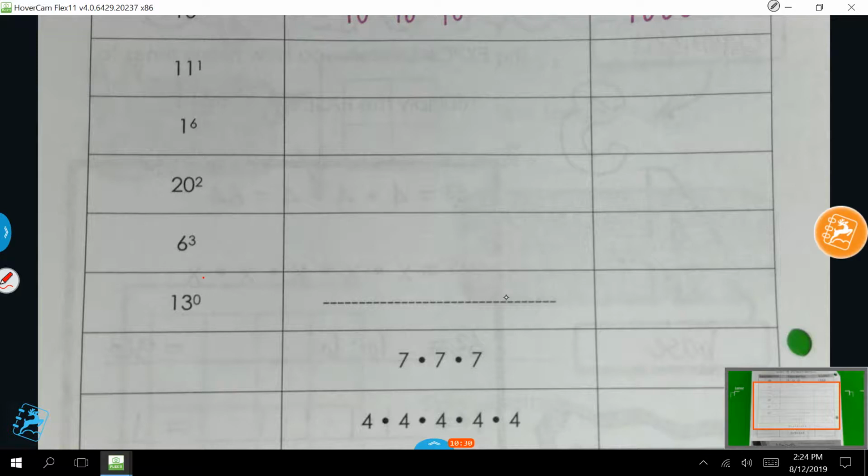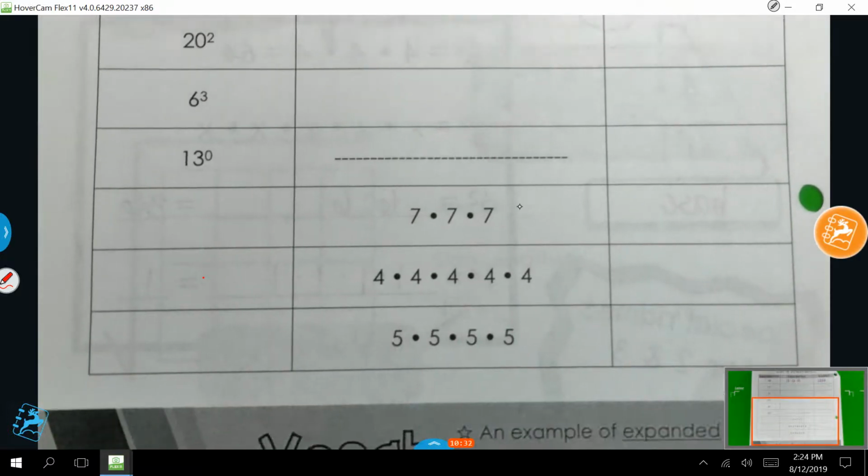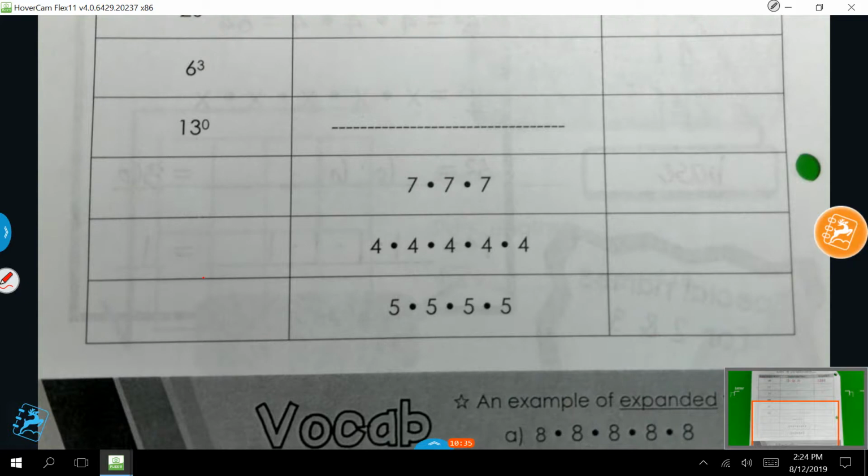Okay, so the next one, I'm doing the same. I'm going from expanded into exponential. So what's my base going to be? 4. And how many of those do I have? 5. So I have 4 to the 5th power. And then when I multiply all that out, does anybody have it? Okay, Tia. Not quite. Close. Not quite. Right. There we go.